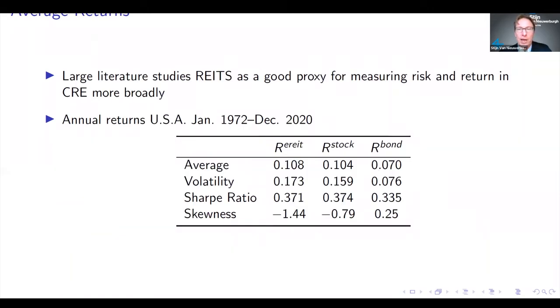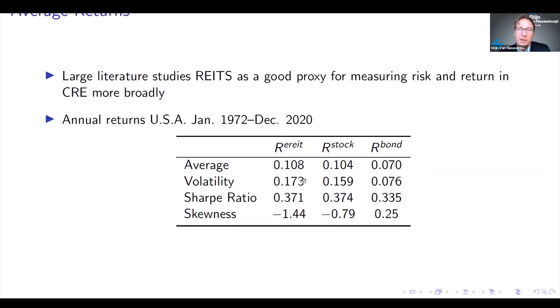So I'm going to use a factor model for REITs. Let me preface this by saying that there are really great REIT data available in the United States that date back all the way to 1972, as provided by NAREIT. Just by way of summary statistics, we see that REITs have had about 10.8% annual returns over that sample. So very similar to the broader stock market, substantially higher than returns on the bond market.